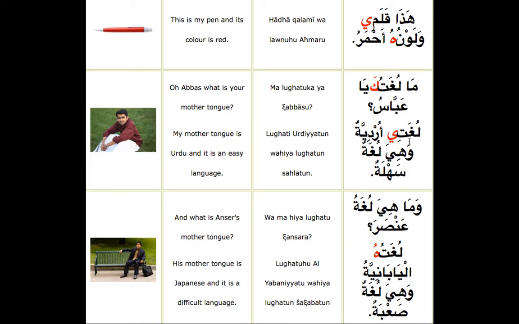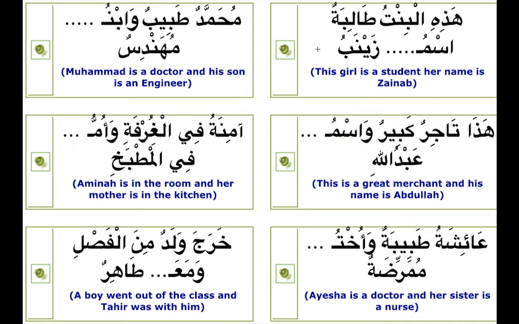This is how you use pronouns and attached pronouns. There's some exercise here. So what I want you to do is, you can stop the video here, look at the questions. Hadihil bintu talibatun, this girl is a student, or you can say this is a girl student, whichever way. This girl is a student. Ismu, so we need to use a pronoun here. Ismuha, because she's talibatun, we use a feminine attached pronoun. Ismuha Zainabu.